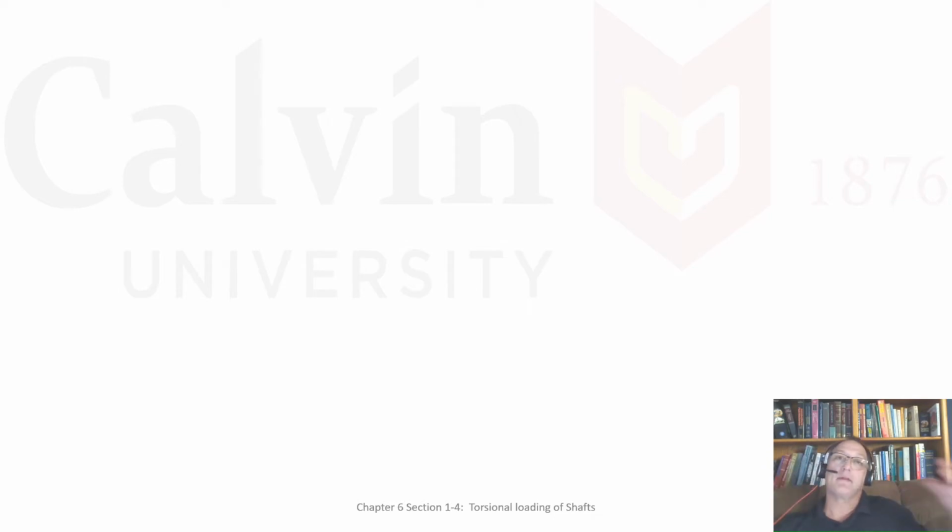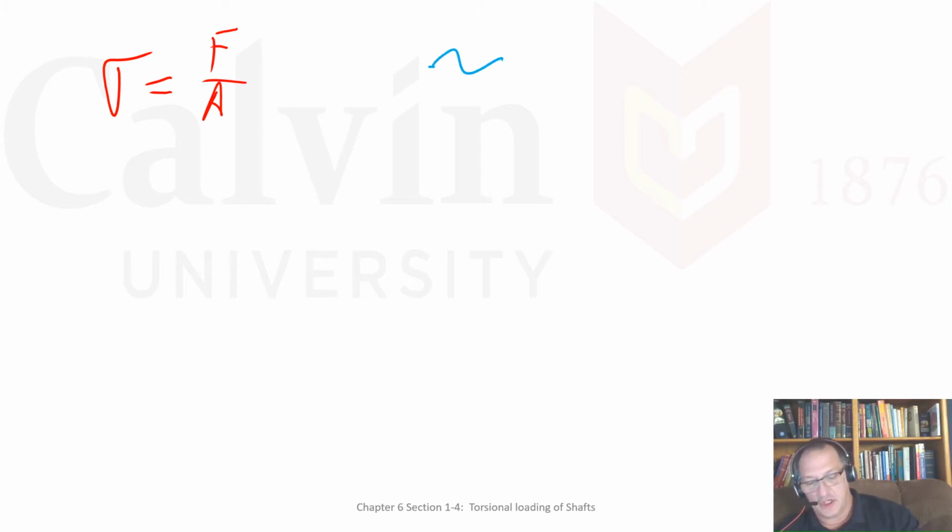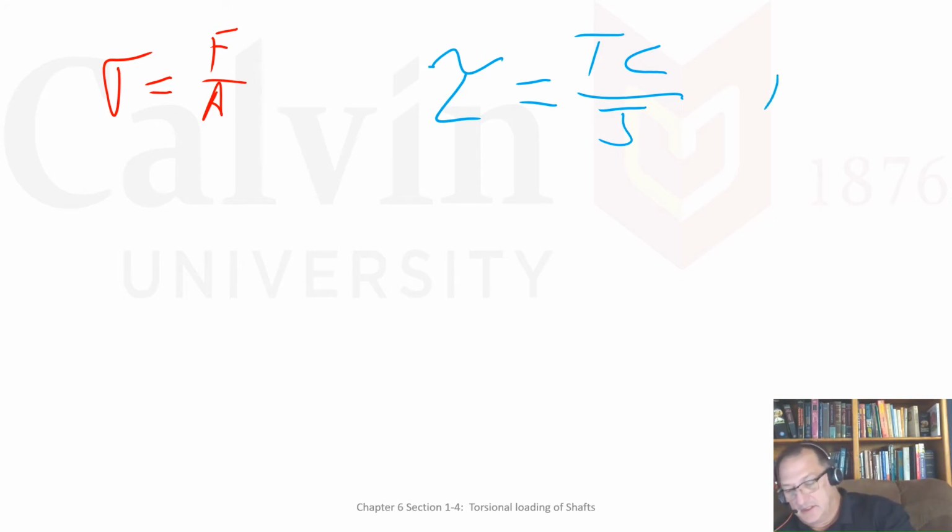I want to talk about the parallels between this information in chapter 6 and what we did in chapter 5. So in chapter 5, start with what we know. Stress was equal to force over area. And now I've got the shear stress is equal to TC over J. Let me rewrite that C because it looks like it's got something else going on. It's TC over J.